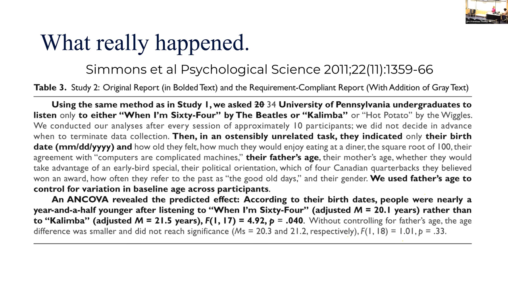So they reported that they analysed data on 20 subjects, but they actually had 34. There were three groups because one group listened to Hot Potato by the Wiggles, but it didn't give a statistically significant result. So they added the participants as they went along, and they also collected information on a lot more variables than the ones they reported. And the one that they were actually interested in was the one about how old they felt, but that didn't show statistical significance. So you can see that they did collect a lot of variables, but they only used father's age to control for variation. And also, if they didn't control for father's age, the results weren't statistically significant. So that's an example of p-hacking that actually happened, even though it's a bit of a nonsense experiment, but it does demonstrate what happens.